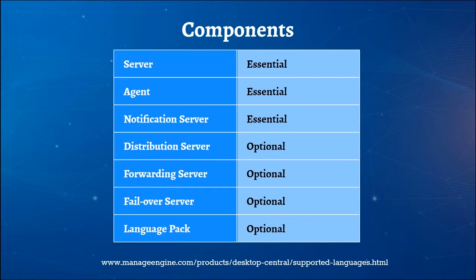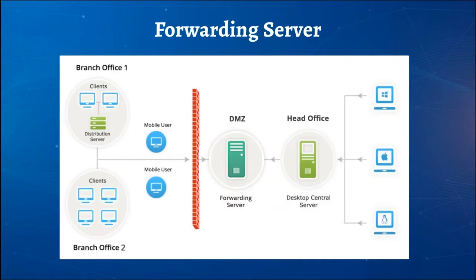In this scenario, if you have constraints in placing your server in the DMZ or exposing your server to the internet directly, you can use this component called the forwarding server. So what is this forwarding server? The forwarding server acts as a secure gateway between the roaming agents, the remote office agents, and the Desktop Central server. Any communication from the roaming agents to the Desktop Central server will be routed only through this secure gateway, which is the forwarding server. This way you can enhance the security of your server. Right, so that is all about the architecture.